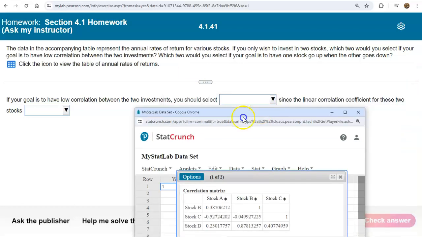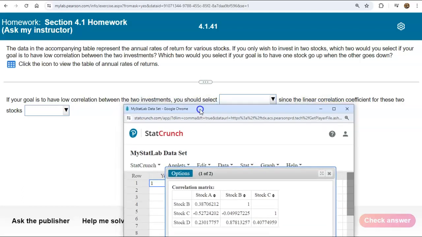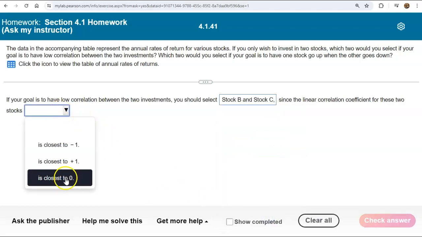So if I want to have low correlation, that means I don't want the correlation to be very strong. And so what I'm looking for is a number that's really close to 0, because a 0 correlation means that there is no relation between the two things, completely random noise. And so stock B and C are the closest to 0. The second closest to 0 would be stock A and D. But we want the closest to 0, so that's stock B and C.